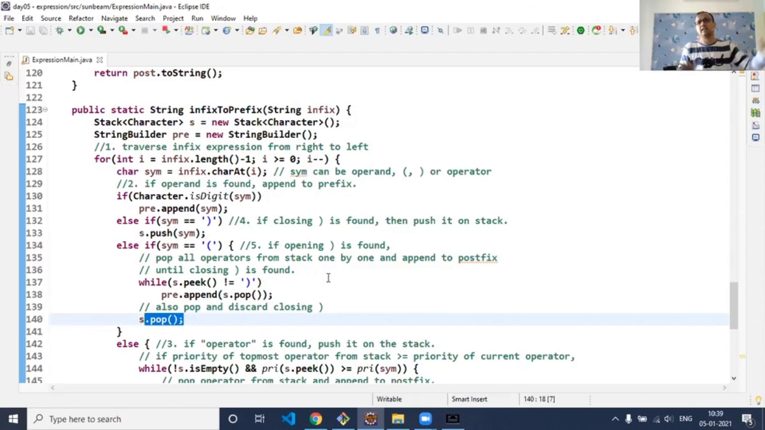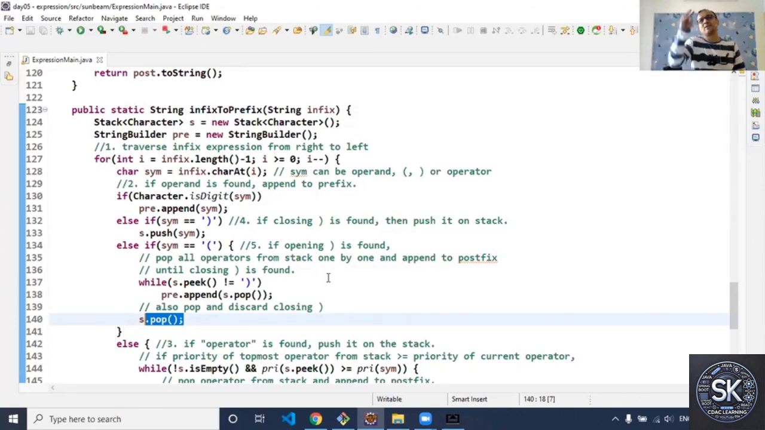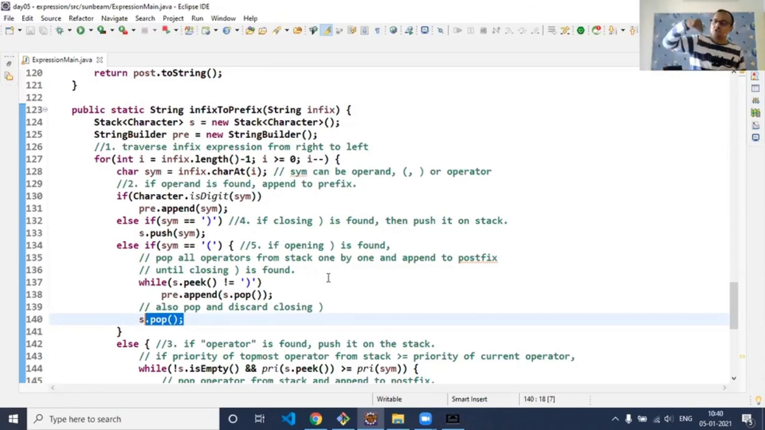आपको सिर्फ इतना याद रखना है कि हम लोग लेफ्ट टू राइट नहीं जा रहे, राइट टू लेफ्ट जा रहे हैं. अगर राइट टू लेफ्ट जा रहे हैं तो पहले क्लोजिंग आएगा, और अगर पहले क्लोजिंग आएगा तो पहले क्लोजिंग को स्टैक के ऊपर डाल दो, और फिर जब ओपनिंग आएगा तो सारे वन बाय वन पॉप करो, अपेंड करो, जब तक क्लोजिंग नहीं मिलता तब तक. और जैसे ही क्लोजिंग मिल गया तो रुक जाओ और बाद में उस क्लोजिंग को भी डिस्कार्ड कर दो. इट इज एग्जैक्टली सेम वी आर डूइंग.